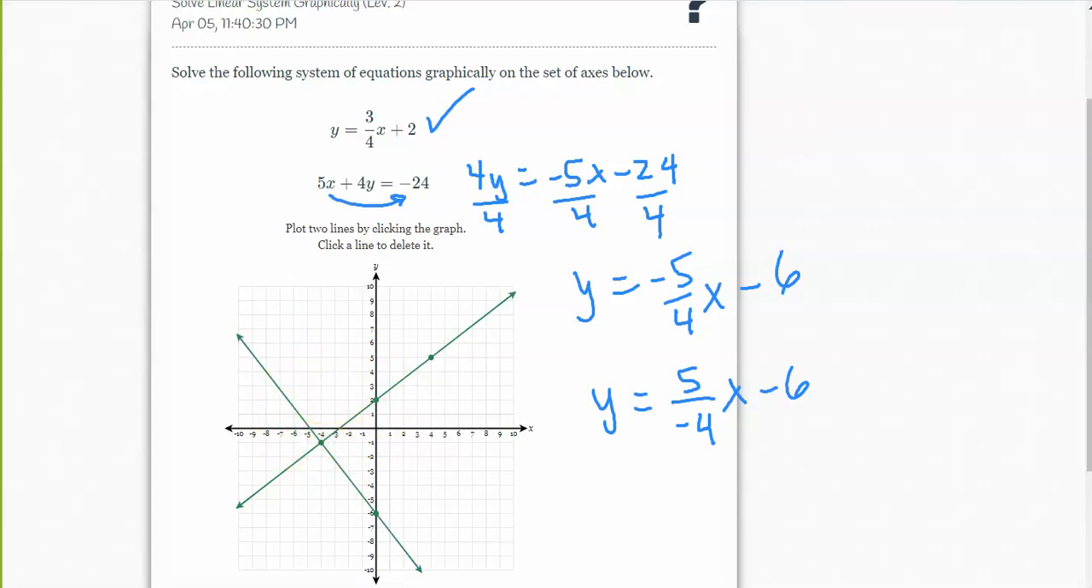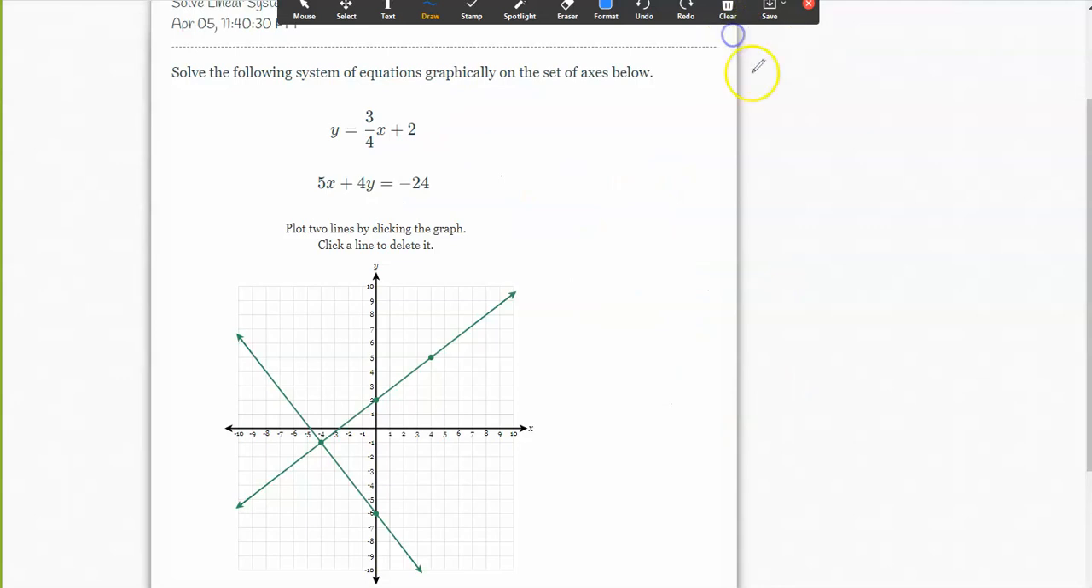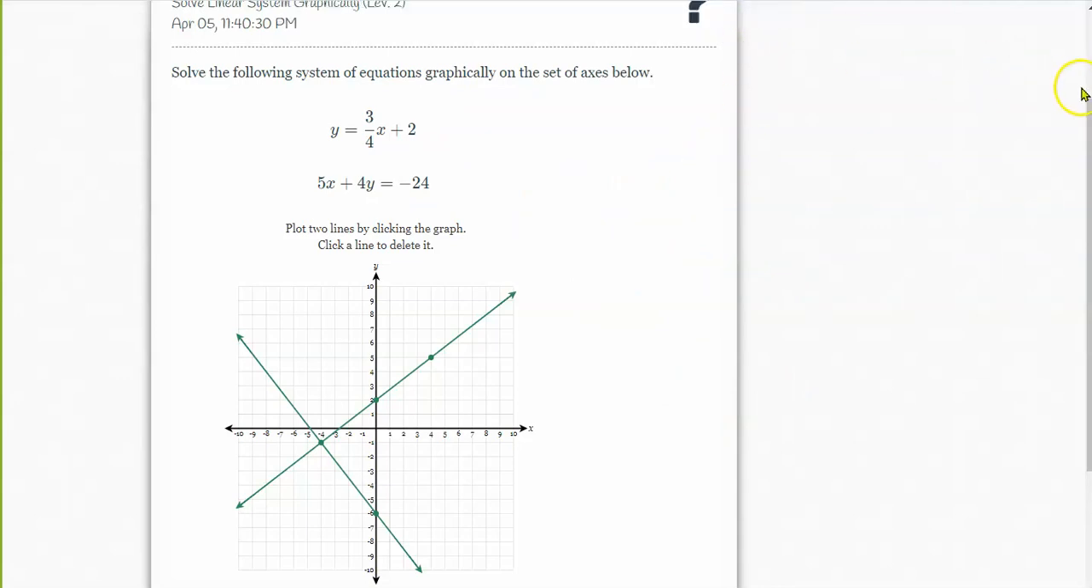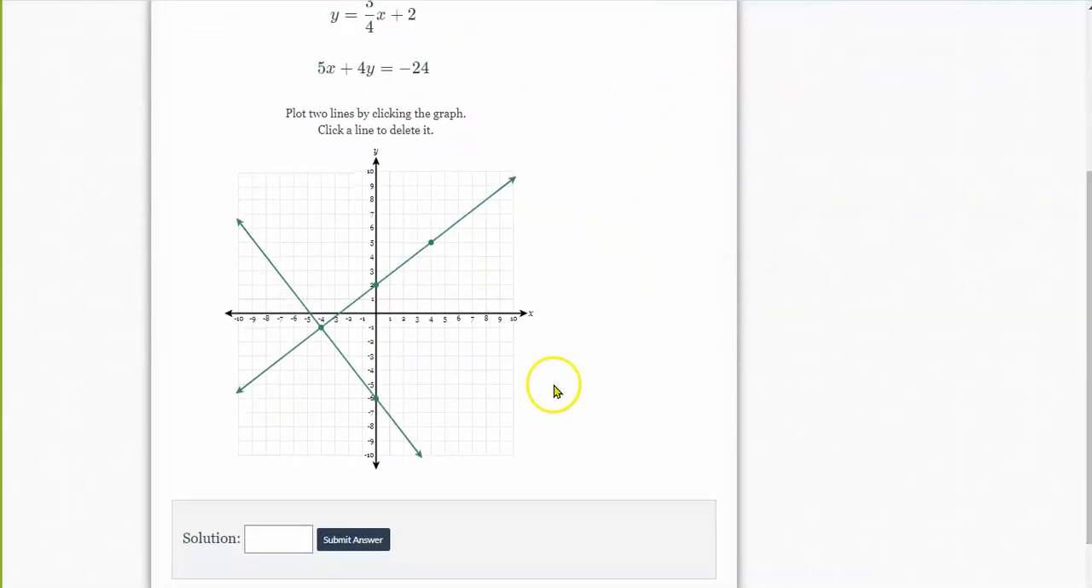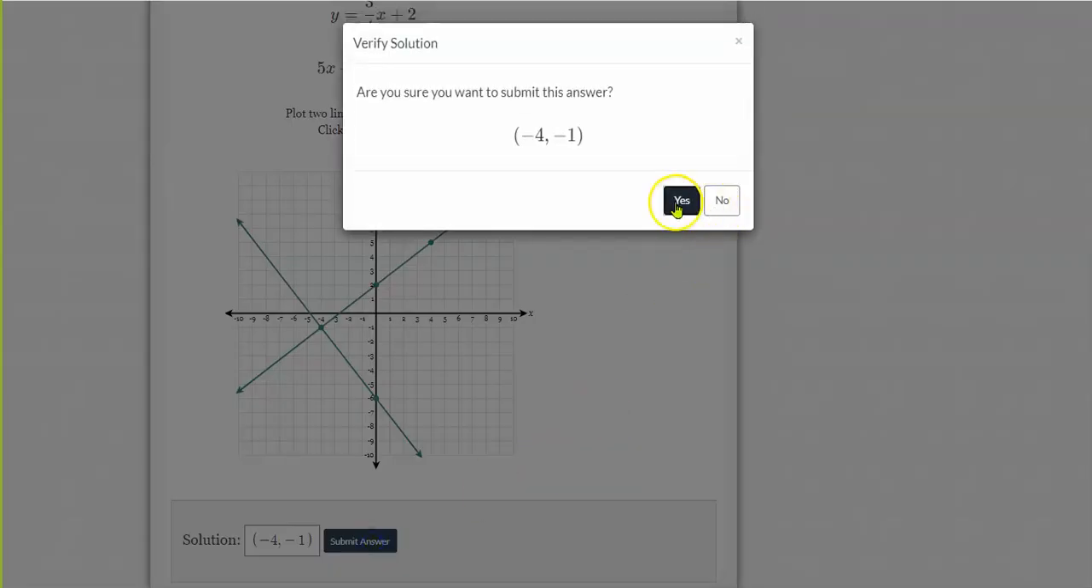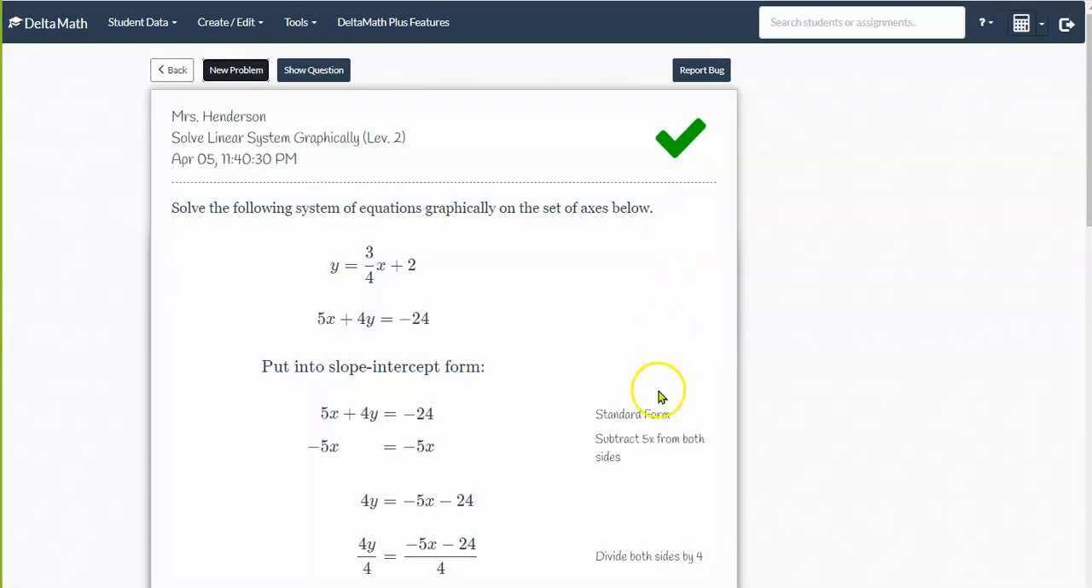And I think I found my solution already. That's where my two lines intersect. So that is going to be the solution to my system. The point is on the x-axis, negative 4, and on the y-axis, negative 1. So parentheses, negative 4, comma, negative 1, close parentheses. Submit my answer, and that's it.